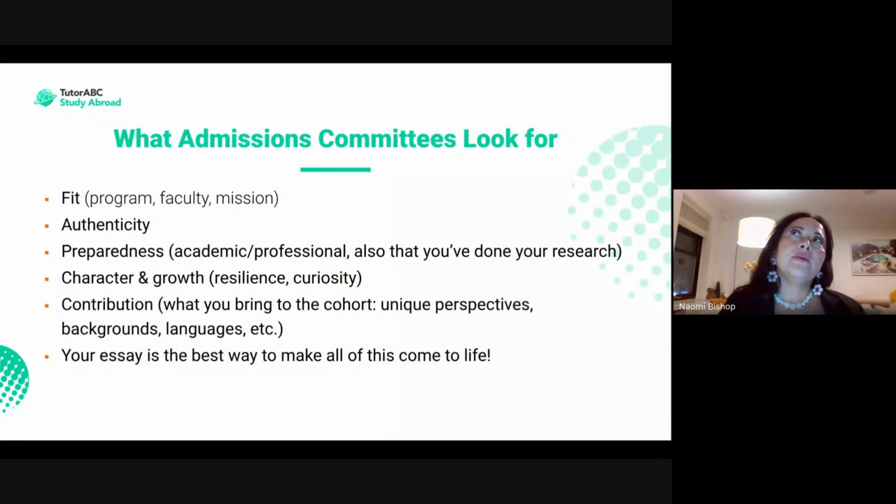And then moving on from that, and in relation to that, what admissions committees are looking for, and some of this might be self-explanatory, so bear with me, but a fit is really important. The program, the faculty, mission, authenticity, like your authentic voice. They don't want you to be a robot. They want to know who you are. Preparedness, so academic preparedness, professional preparedness, that you've done your research on the field and also on the schools you're applying to. Character and growth, like your resilience, your curiosity, your empathy, whatever hallmark qualities you have that people notice about you.